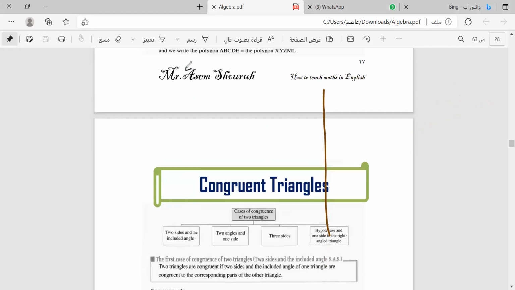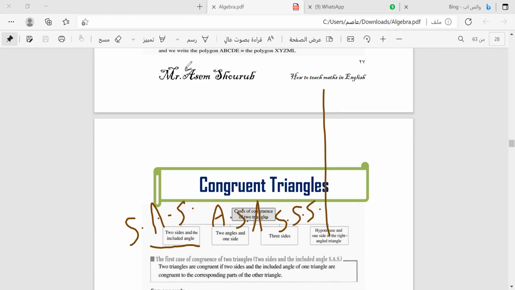The first case, two sides and the included angle, SAS. Two angles and one side, ASA. Three sides, SSS. Hypotenuse and one side in right angle triangle. طبعا عشان right angle triangle يبقى أولها R اللي هو right angle triangle، H اللي هي hypotenuse and S اللي هو side، اللي هي RHS. Okay.